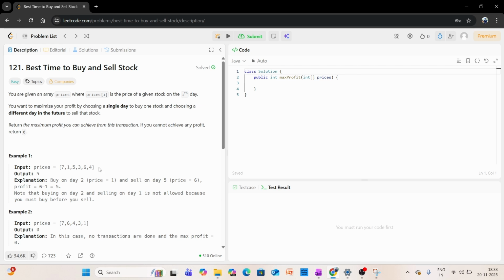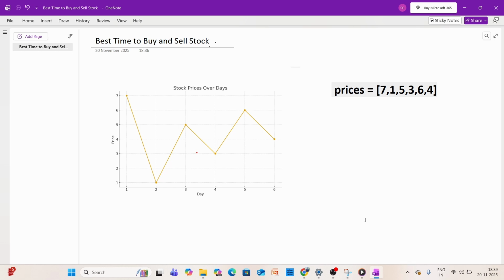So we need to analyze at what day we will buy the stock at the minimum price, and then on a future date we need to sell it so that we can earn the maximum profit. So this is all about the problem. Now we will understand the problem in a graphical way.